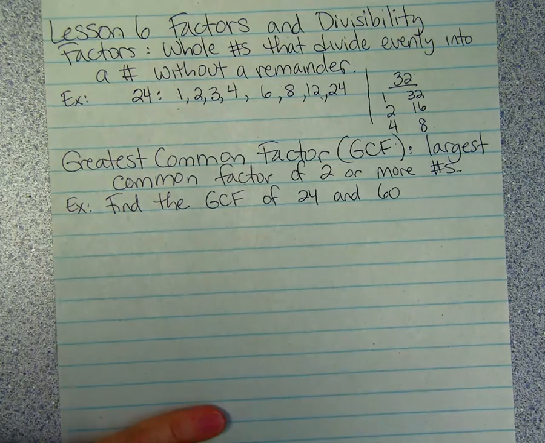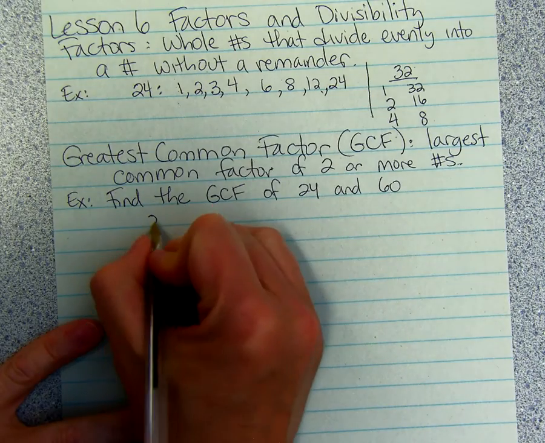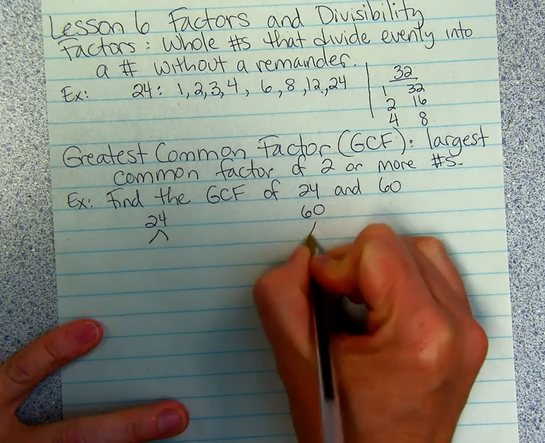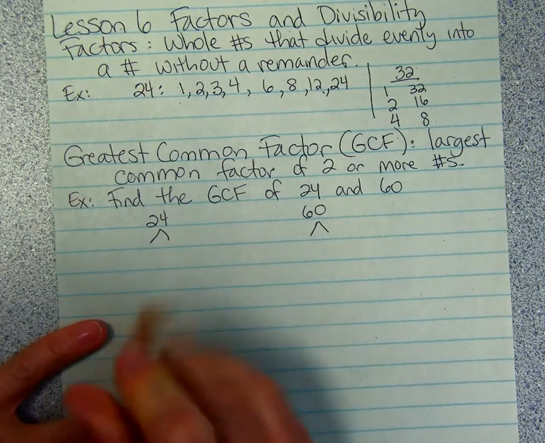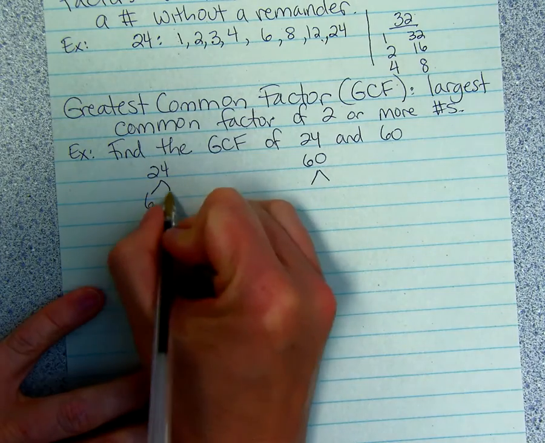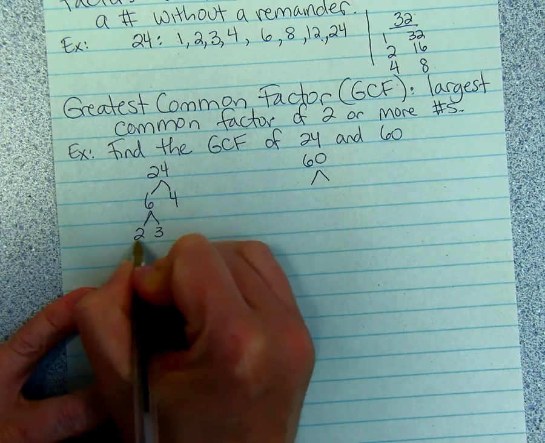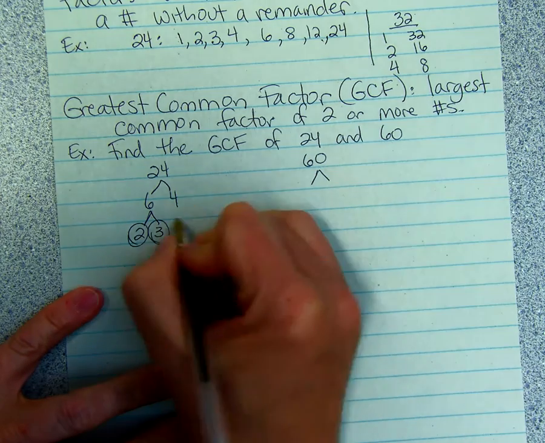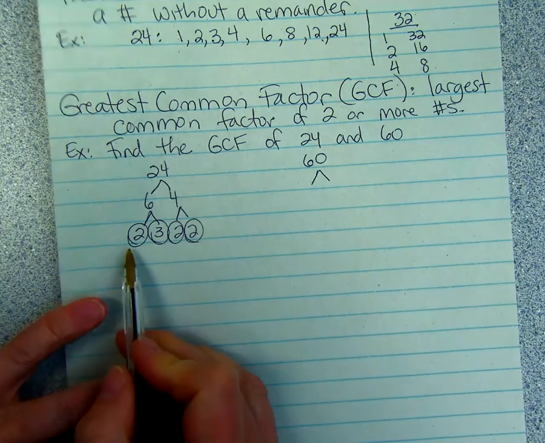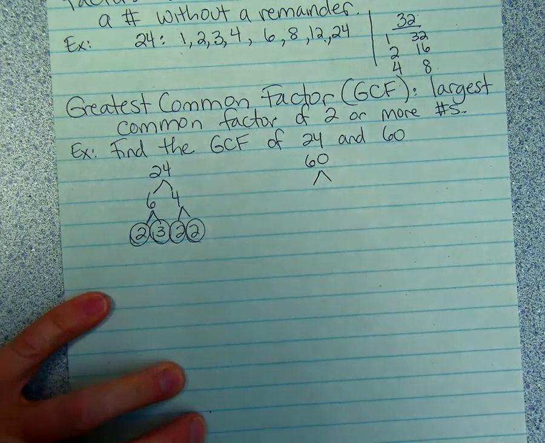There's another way to find the greatest common factor. If we do the factor tree, that's where you list the numbers 24 and 60. And we do a little tree. We think, what two numbers multiply together to get 24? Well, I know 6 and 4 get 24. Now 6 has 2 and 3, and those are prime, so I circle them. And 4 has 2 and 2. So if I were to do 2 times 3 times 2 times 2, I would get 24.